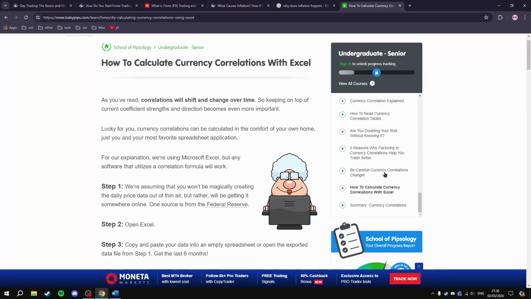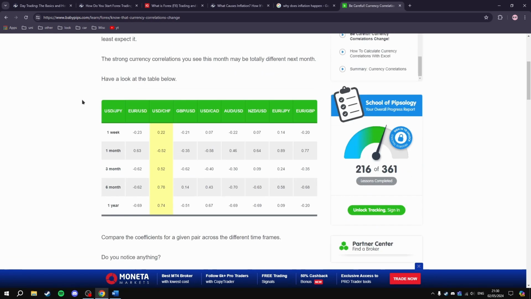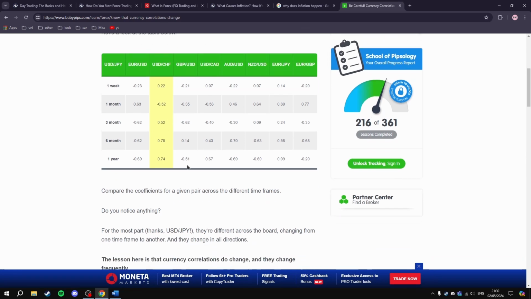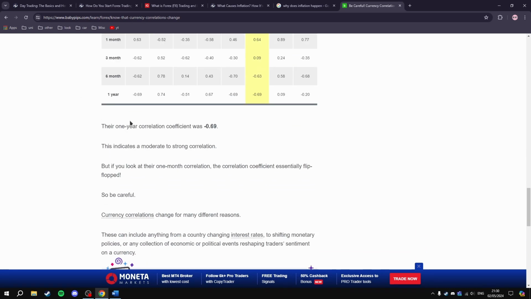So in the last episode we went through "be careful, currency correlations change." We went through the table and it shows that as the time period changes, sometimes the correlation between two currencies also changes. And it could change from positive to negative, or negative to positive, or even to random at points. So that's that.